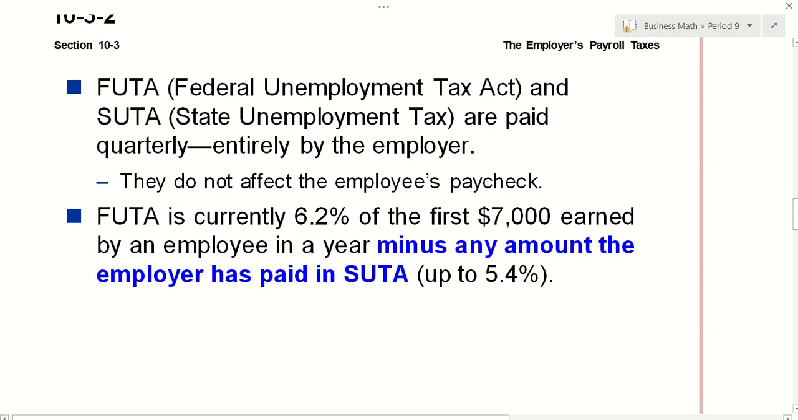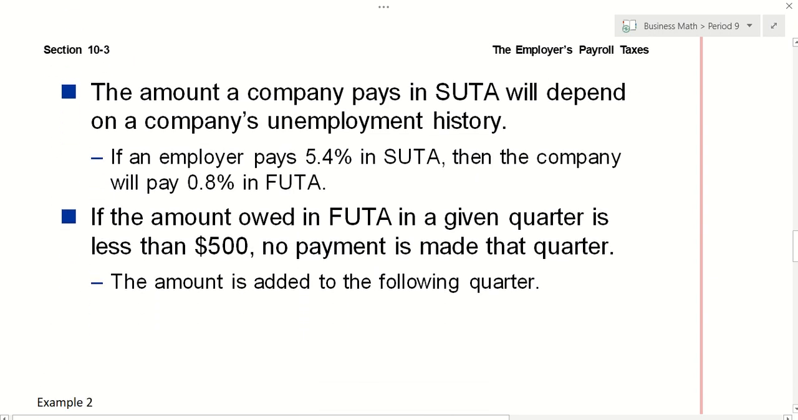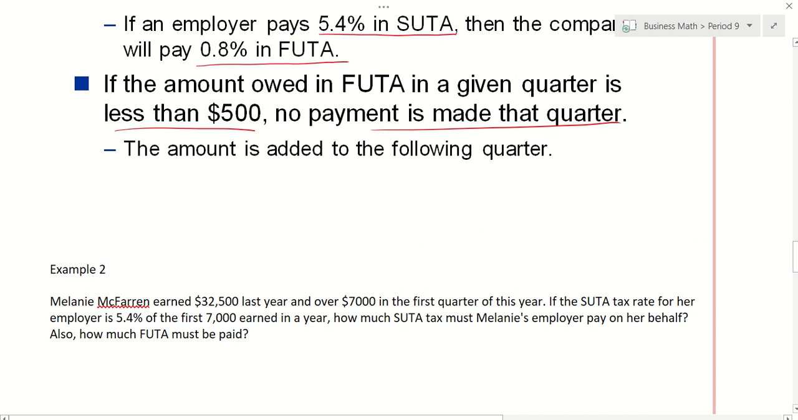FUTA is 6.2% of the first $7,000 earned by an employee in a year minus any amount the employer has paid into SUTA, up to 5.4%. The amount a company pays in SUTA will depend on a company's unemployment history. If an employer pays 5.4% in SUTA, then the company will pay 0.8% in FUTA. If the amount owed in FUTA in a given quarter is less than $500, no payment is made that quarter. The amount is added to the following quarter.